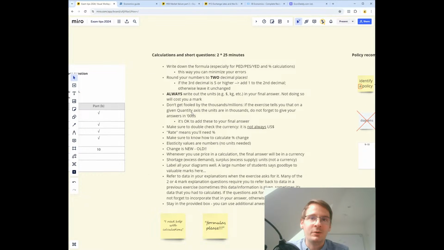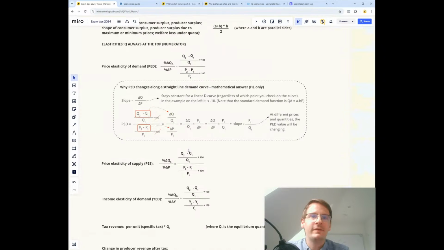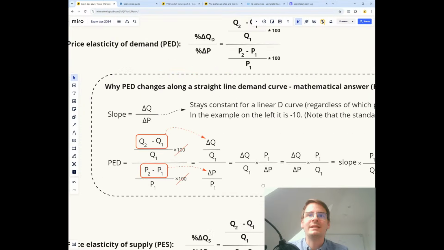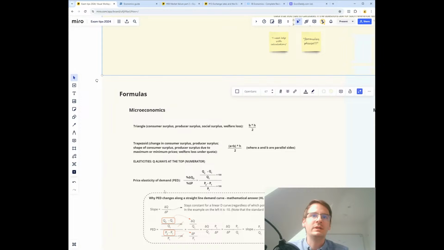And of course, make sure you know how to calculate the percentage change. If you don't know, I'm going to show you. Look, very, very quickly. The percentage change in quantity is the second value minus the first divided by the first times 100, okay? Make sure you know how to calculate percentage changes. I'll also show you these formulas in a sec.